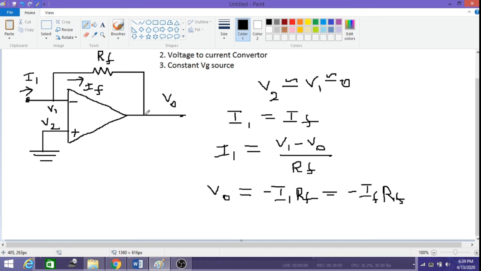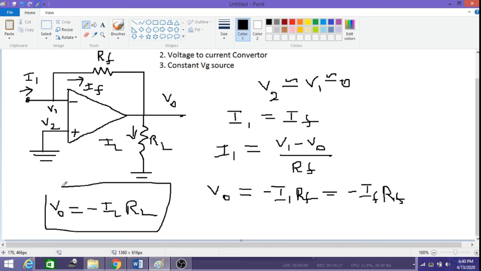Now if I extend this circuit and connect a load resistor at this point, and call this RL, the current flowing through this point, if I call this IL, again IF is also equal to IL. Then the final equation I can write as V0 is equal to minus IL into RL. So the output voltage straight away depends on the load resistance RL and the current which is flowing through it. So this is a current to voltage converter.